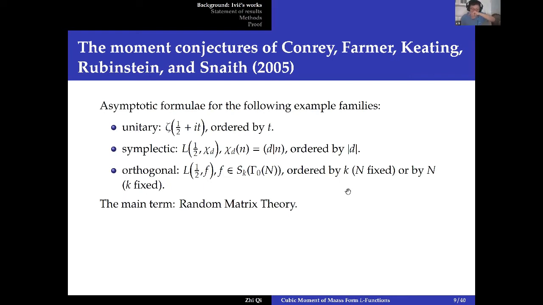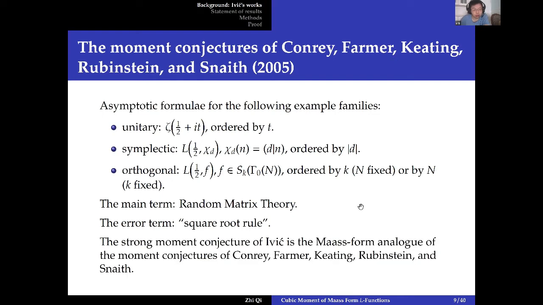I'm not going to expand this. And in all the conjectures, the error term will obey the square root rule. Okay, and so you can consider this Ivić strong moment conjecture for Maass forms as an analog of the Conrey, Farmer, Keating, Rubinstein, and Snaith conjecture. So you can fit into this framework. And in our case, it's orthogonal type.